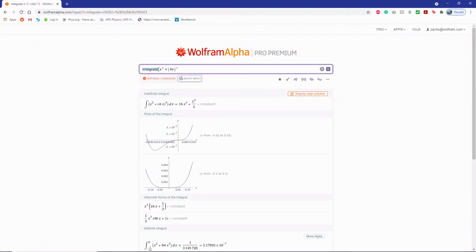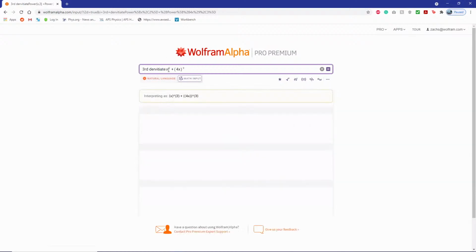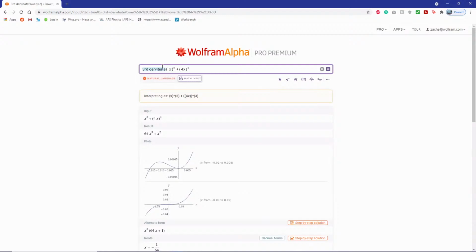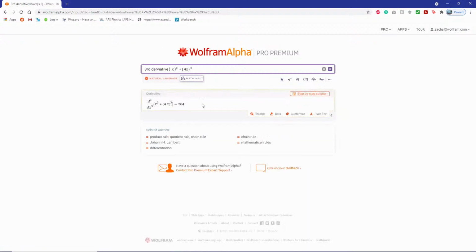I will point this out too. If you don't want to type in symbols or you just want to look at it, you can just type derivative or third derivative. If you want to take the derivative 3 times, you can still do that. Oh, I'm sorry, guys, I also can't spell. Sorry about that. You could type in third derivative, and it'll just do the third derivative for you, just like that.